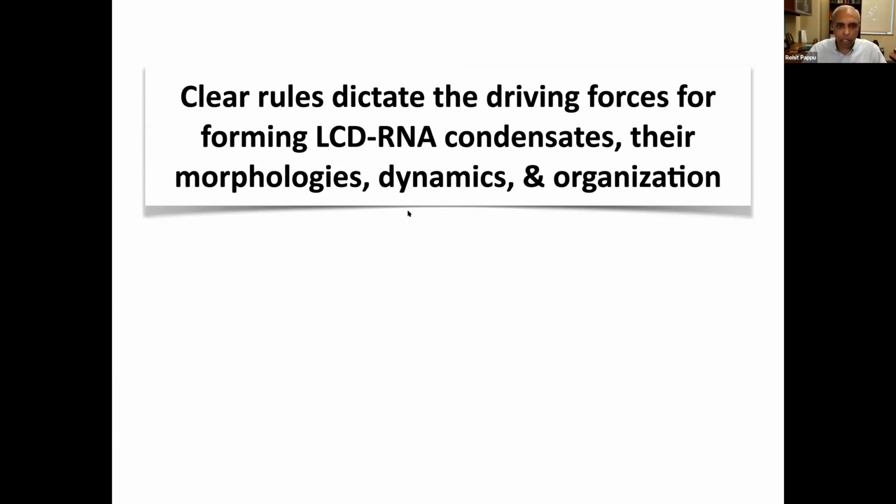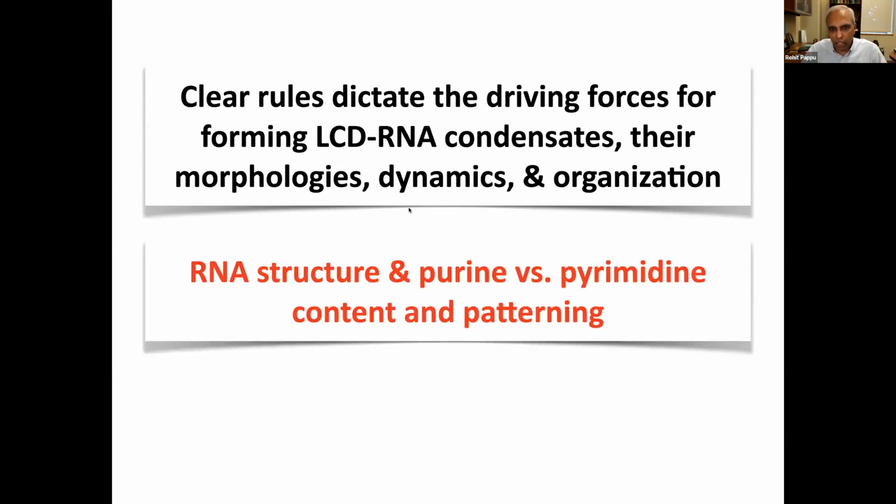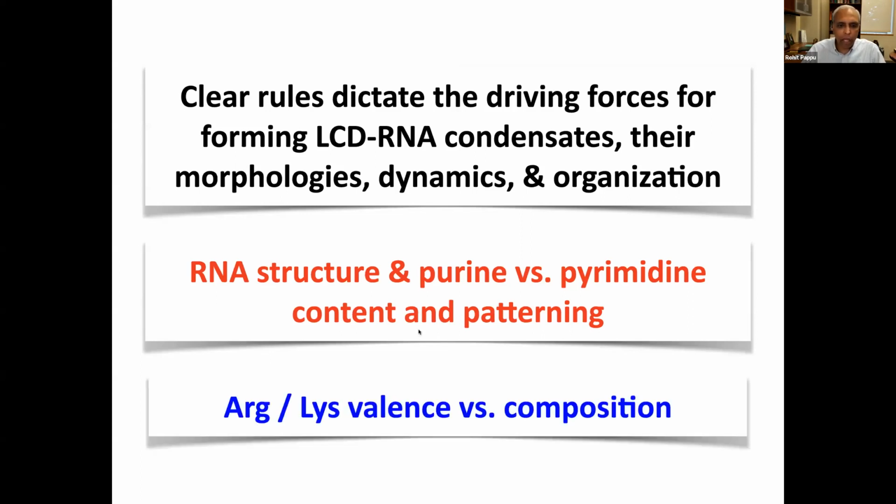And hopefully what I've tried to persuade you of here is the idea that if you see something irregular, if you see something aspherical, it does not have to mean that it is purely a solid phase. It turns out that RNA structure, purine versus pyrimidine content, and their patterning will also contribute, as does the valence of arginine versus lysine.